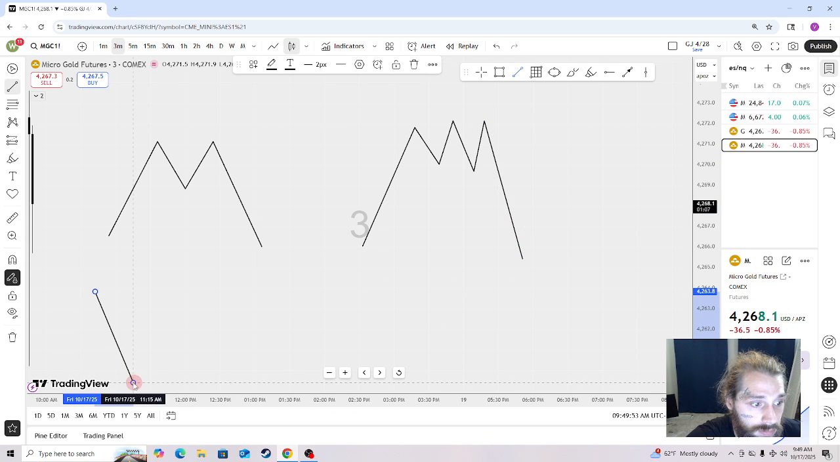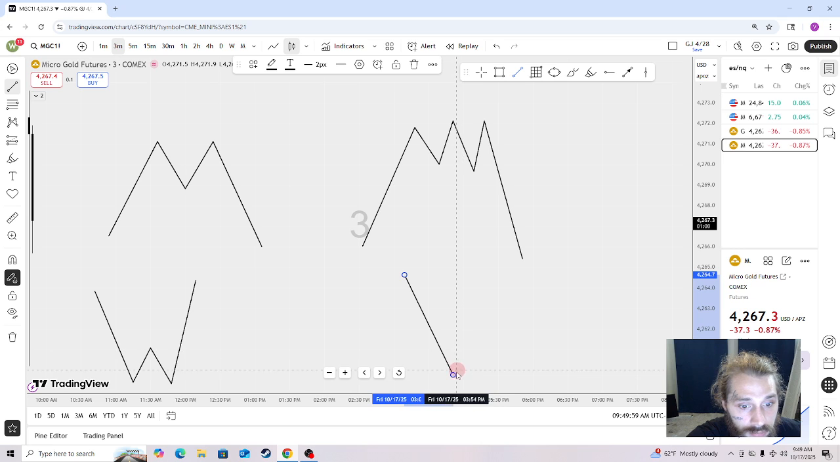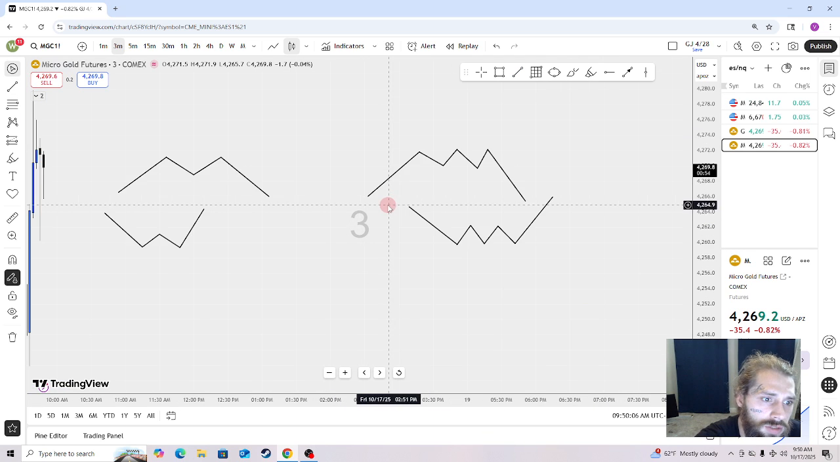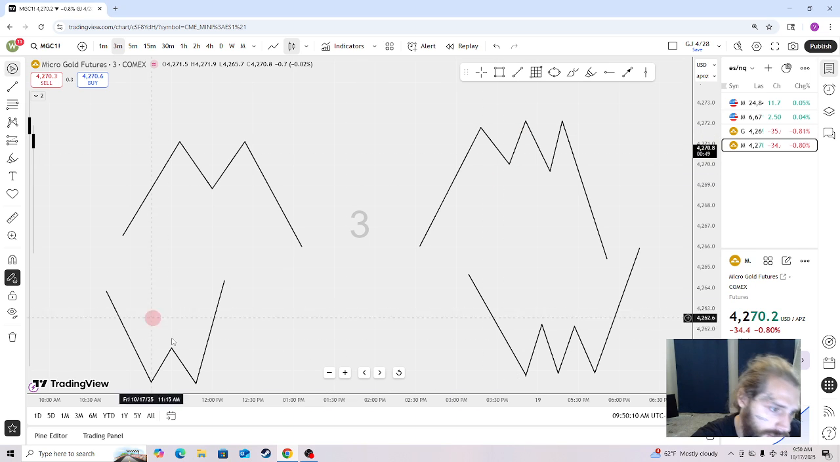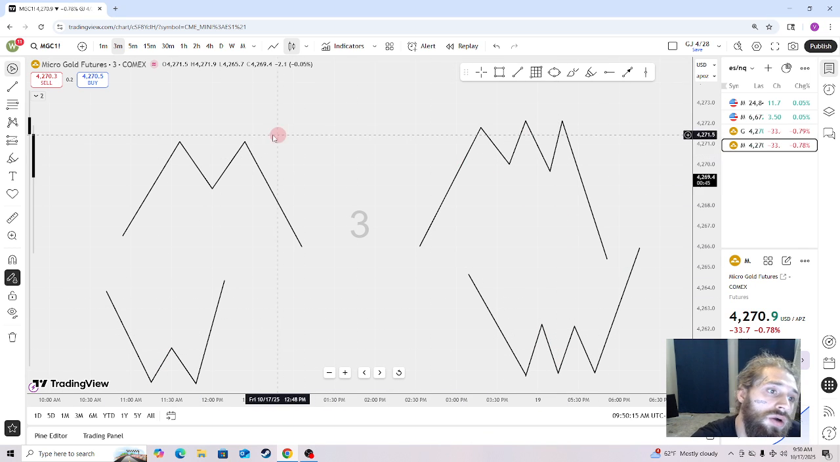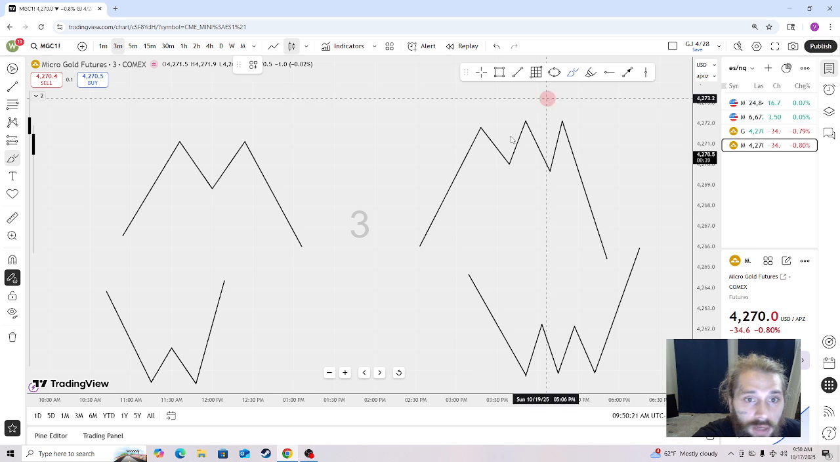Double top, double bottom. So this right here is a double top, this right here is a triple top, and this right here is a double bottom, and this right here is a triple bottom. These are very basic but very common patterns that you will find when price is moving up or down. They will create these patterns and then change directions.